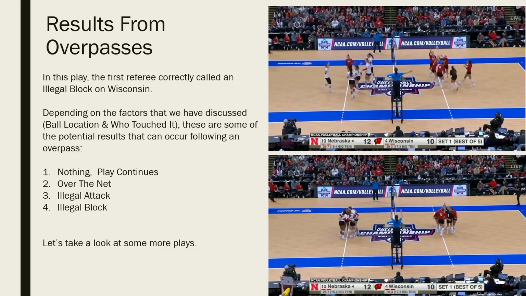In this play, the first referee correctly called an illegal block on Wisconsin. Depending on the factors that we have discussed previously, ball location and who touched it, these are some of the potential results that can occur following an overpass: nothing, play continues; over the net; illegal attack; or an illegal block.